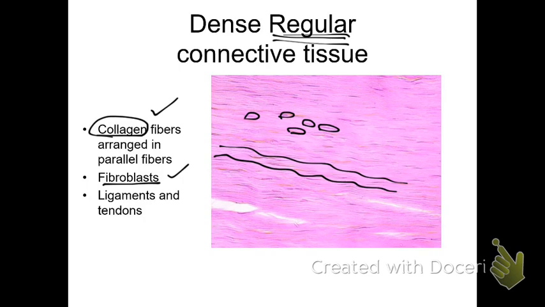Remember I said collagen is what gives tissues incredible strength. And this is what your tendons and ligaments look like under the microscope. Now this tissue is almost avascular, meaning it has little to no blood flow. And that's why tendons and ligaments are so difficult to repair. There isn't a lot of restorative blood flow going to tendons and ligaments.